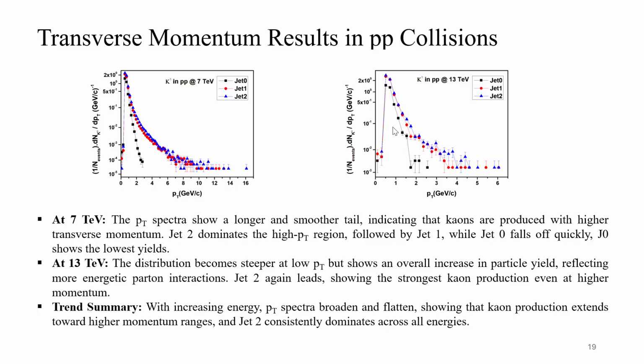So what we conclude here is that by increasing the energy, we get broader and flatter spectra, which shows the Kaon production extends towards higher momentum, the production of Kaon particles is greater, and high momentum particles are produced as you increase the collision energies.